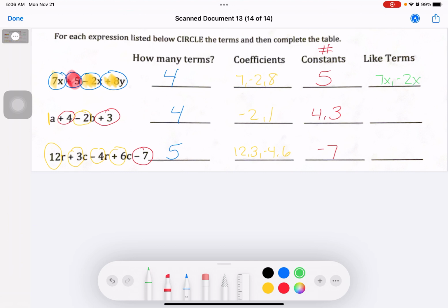Are there any like terms in the next one? If you said 4 and 3, you would be correct, because remember, like terms have exactly the same variable, which in this case can be ones that don't have variables as well. Any like terms in the last one? Well, you actually have two sets. You have a 12R and a -4R, and then a 3C and a 6C are your like terms.